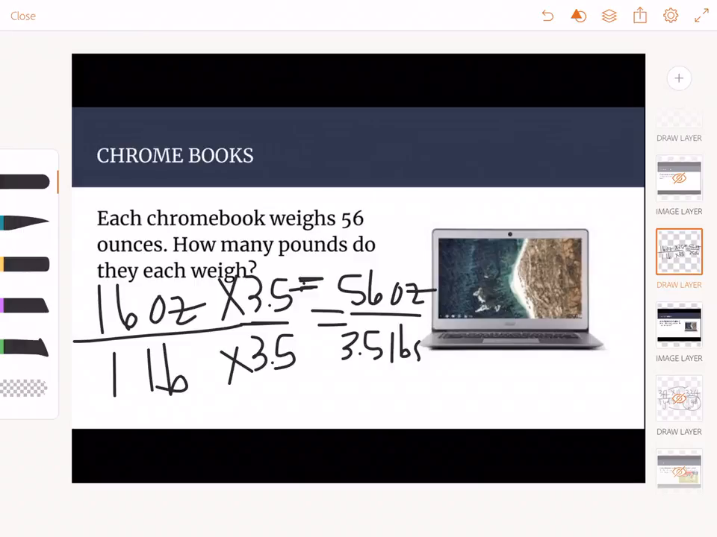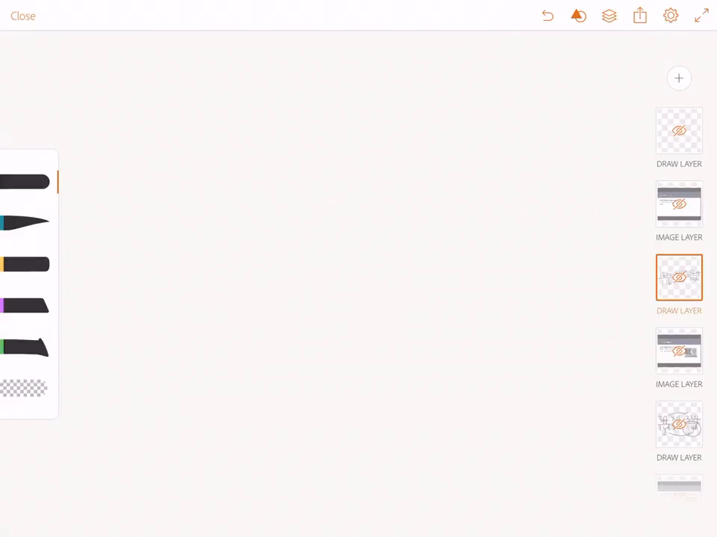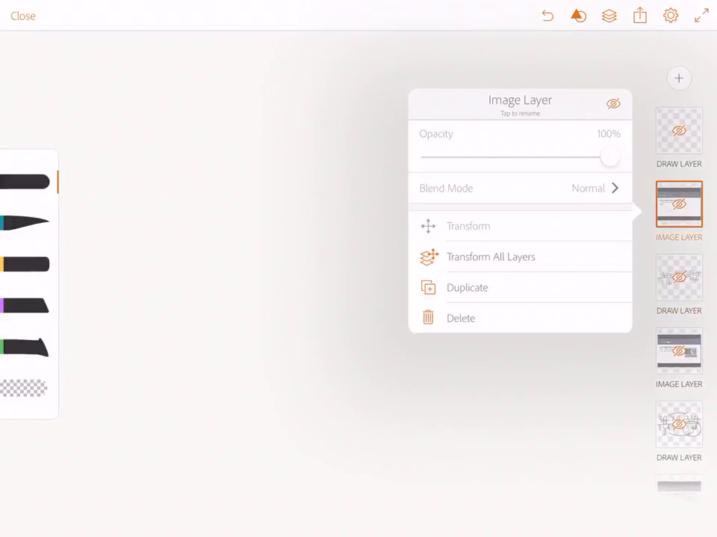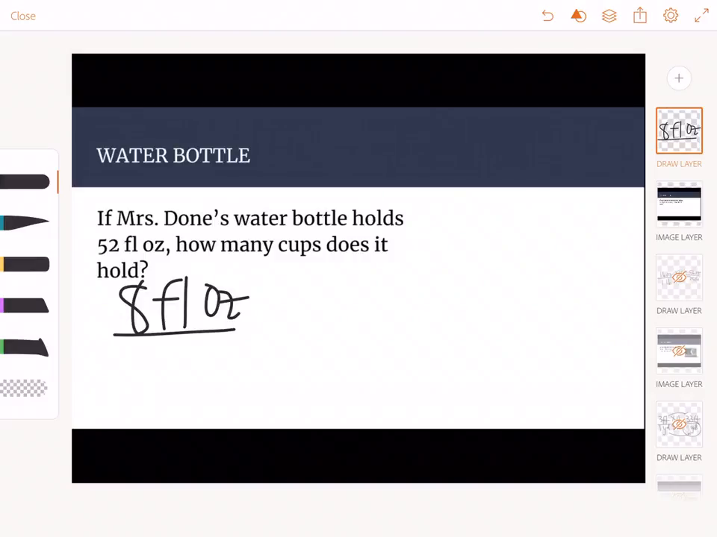Okay, so there's one on weight. Now let's look at one on capacity. Mrs. Stone's water bottle holds 52 fluid ounces. How many cups? So we've got to, once again, start with that ratio that we know about fluid ounces. And we can say that there's 8 fluid ounces in 1 cup.